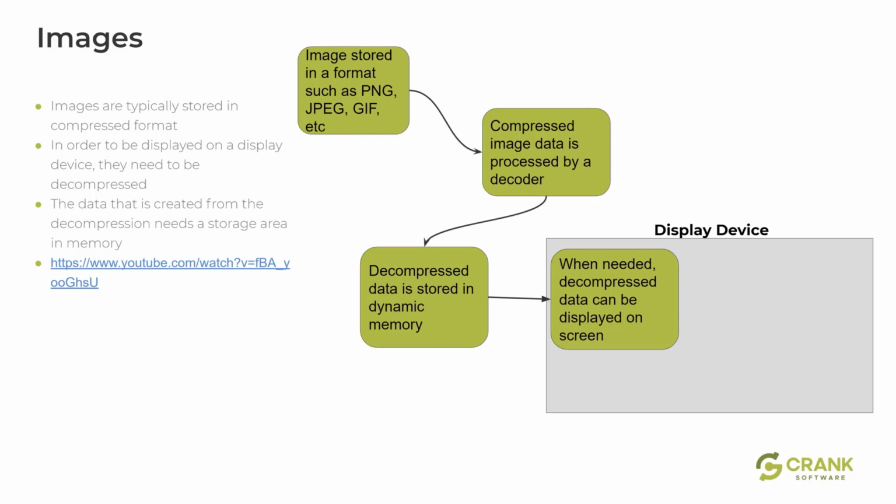This compressed image data is then fed to a decoder, and that decoder is responsible for taking that compressed data and putting it into a pixel format that can be displayed on the screen. That decompressed data needs to be stored somewhere, so it needs to be stored in memory. It acts as a scratch pad for the dynamic image data when it's uncompressed, so that it can be displayed on the screen. That's why images require dynamic memory within Storyboard Engine.